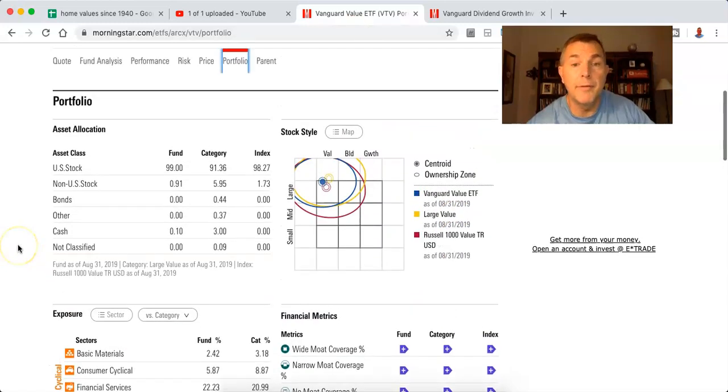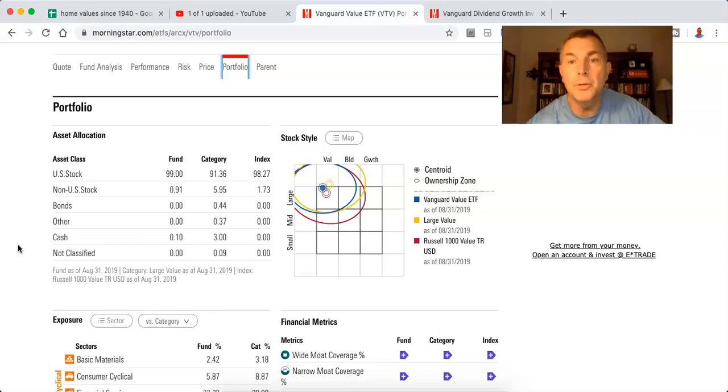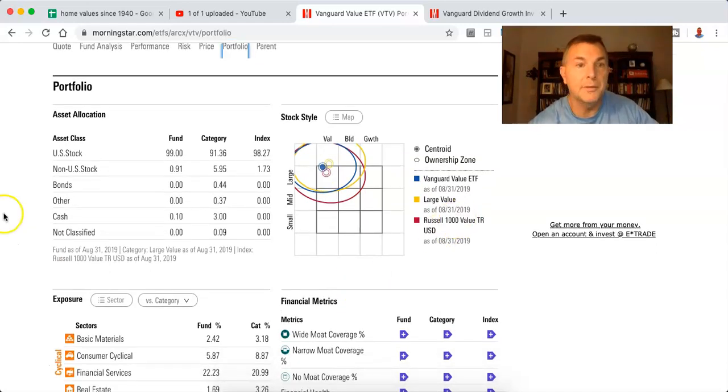So I love it. I love value stocks. I love the fact it has high yield for sure. The Russell 1000 value I love. But remember, to be on the value side means you have to have lower than average PE ratios, lower than average price to book ratios, and higher dividend yields for sure.